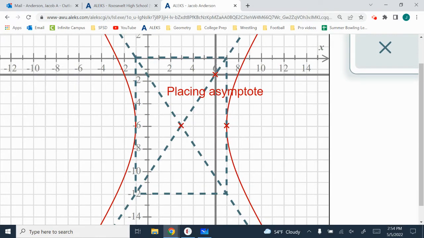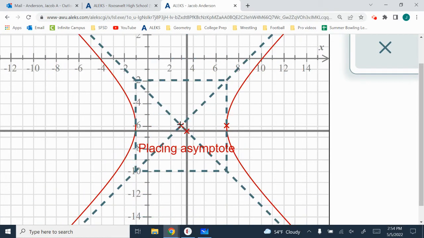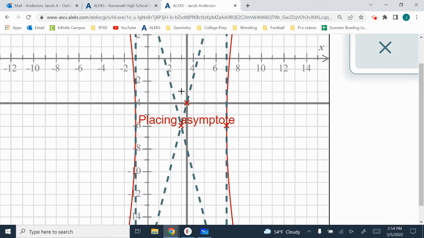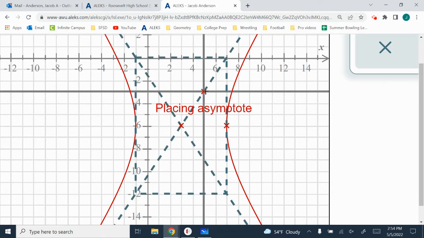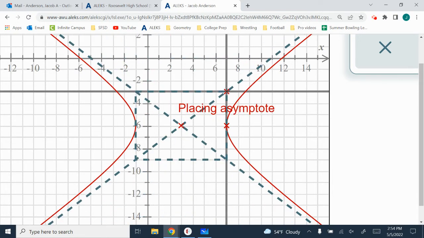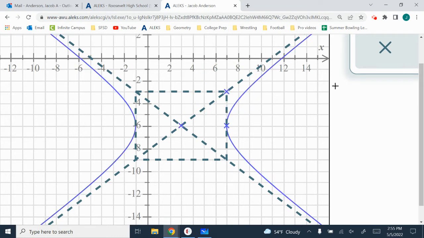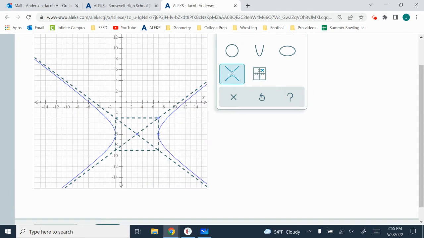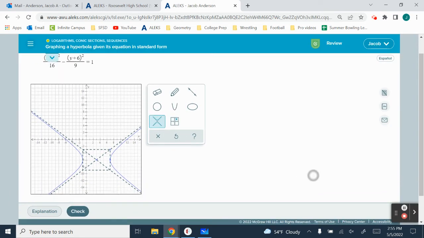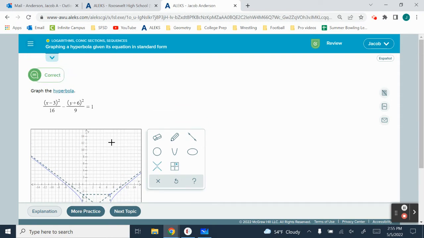That can help you on your Chromebook too. 3/4. So I'm going to rise 3, 1, 2, 3. I'm going to run 4, 1, 2, 3, 4. And before I click, I always check to make sure it looks good to me. I'm going to place my asymptote there. And that's it for this question. I mean, that's kind of a lot of stuff, but that is it. So I can check it. Hopefully we got it right. And it looks like we got that one correct.